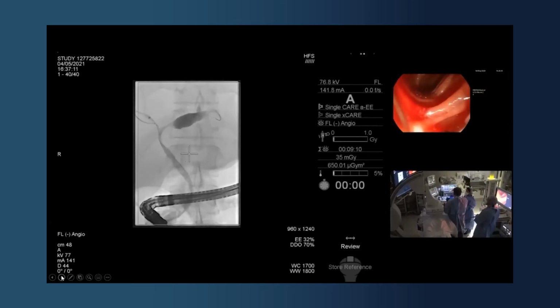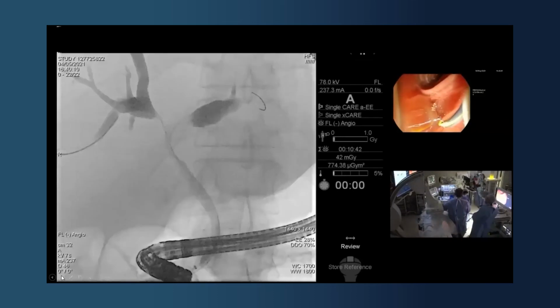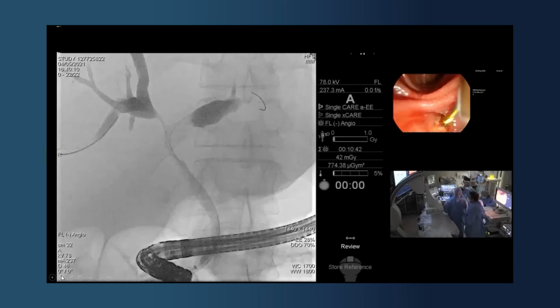Can we have a 6mm Titan balloon, please? So we're going to dilate the common hepatic duct stricture and into the right here. So we've got wires nicely in both sides of the liver here. Really importantly, before we even started the case, we looked in great detail at the MRCP, and our target was the left and the right superior duct.